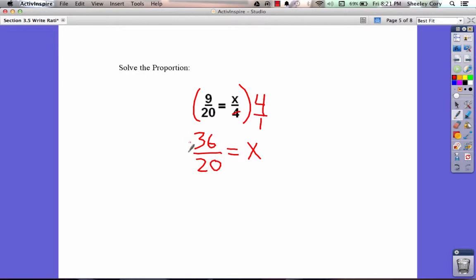So we've got this ratio of 36 over 20. We could reduce that down if we wanted to by 4 on each side, or on the top and the bottom, so that would be 9 over 5. So our answer for this problem would be 9 over 5.